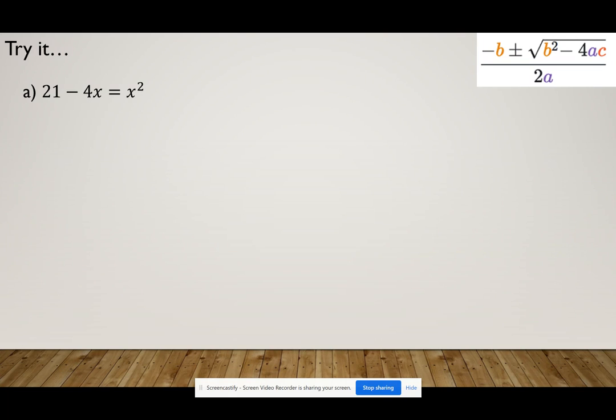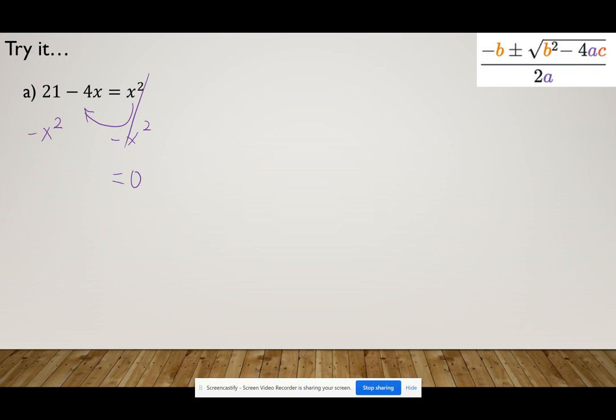Okay, so just like the one that we had before, we need to get everything to one side. In this example, we need to move everything to one side. So I need to get this x squared over to this side here. So I would subtract x squared from both sides. Okay, so my x squared over here is now gone. So I have equals 0.